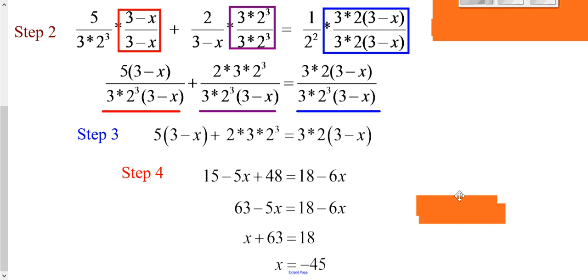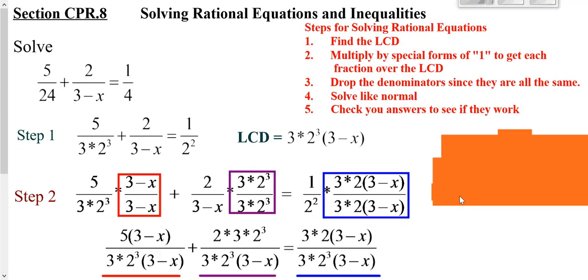And in this case, negative 45 is our final answer, but we should always check to make sure that the answer we get doesn't cause us to divide by 0. If I take 3 minus 45, it's not 0, so I know that's going to work.